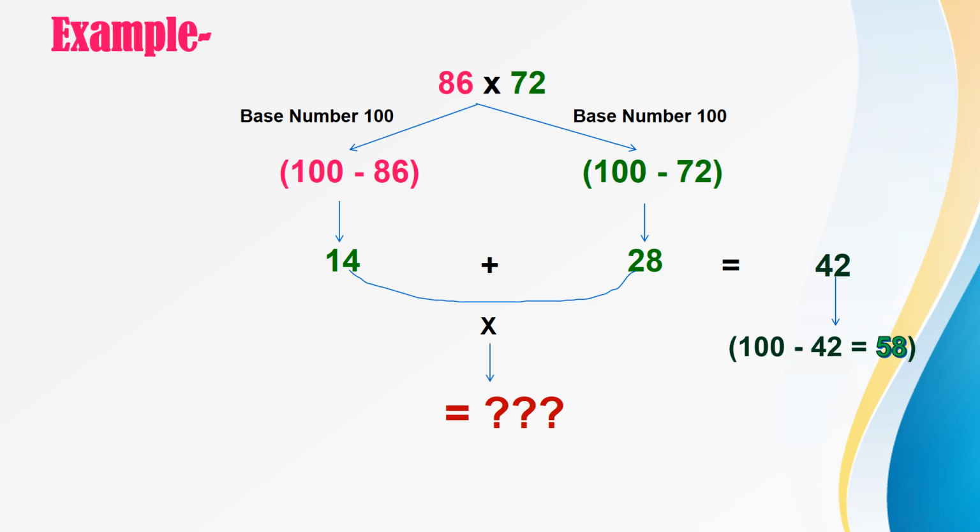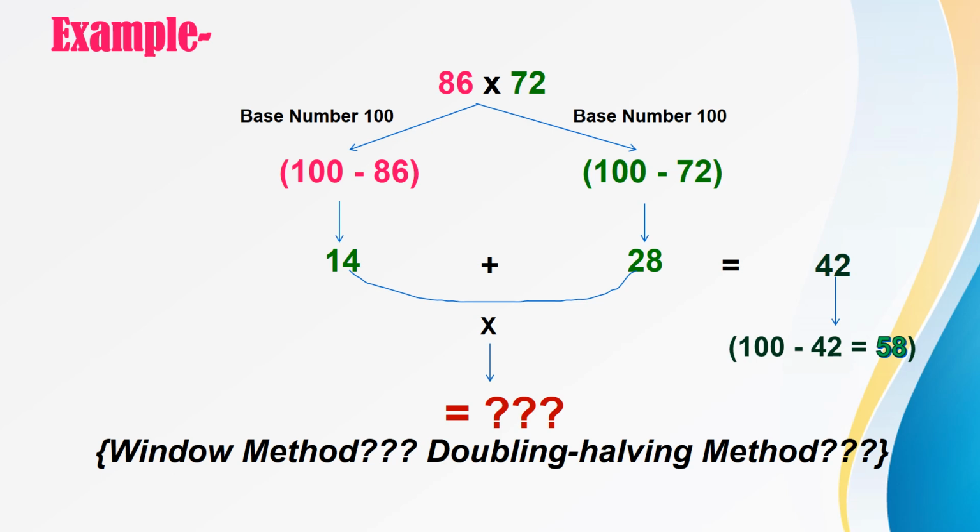Yes, you can apply the window method or the doubling-halving method to compute this. But this will become more confusing. I mean, it's like using one 2 by 2 multiplication shortcut within another 2 by 2 multiplication shortcut. Why would you do all that? You may as well use the window or the doubling-halving method directly to solve this problem. That would actually be more straightforward.